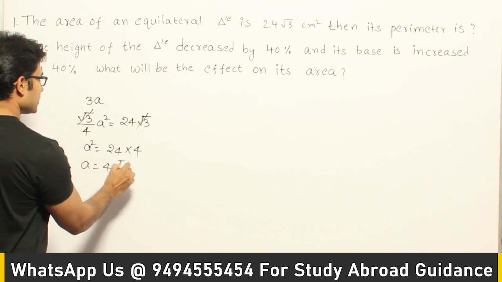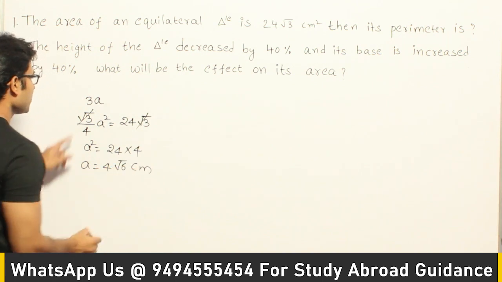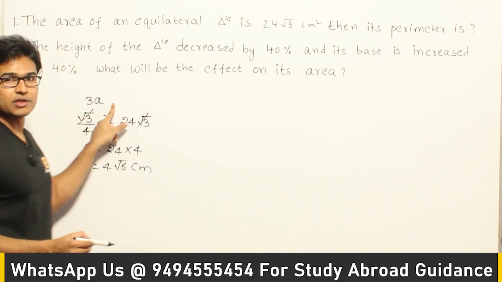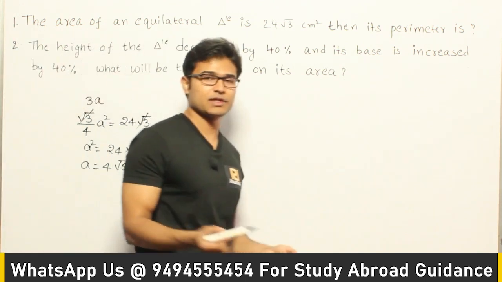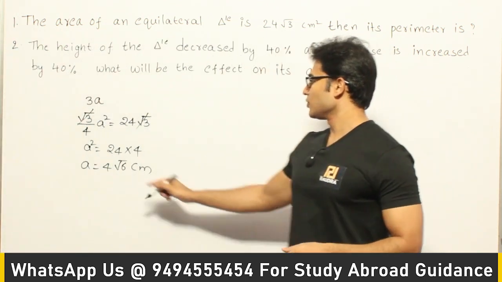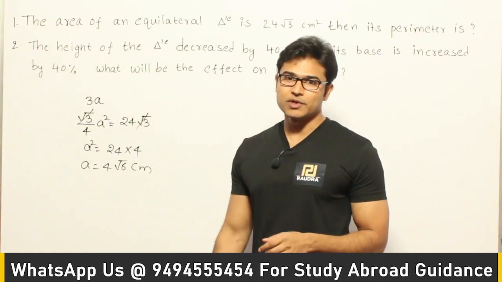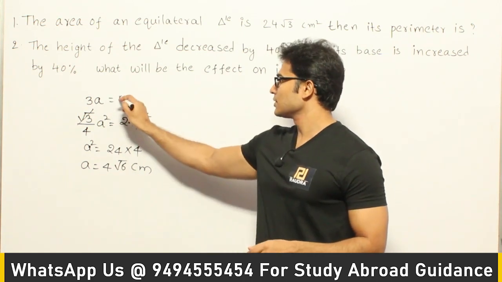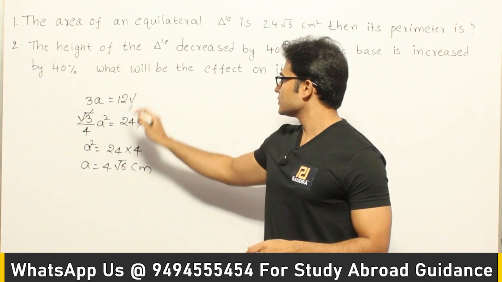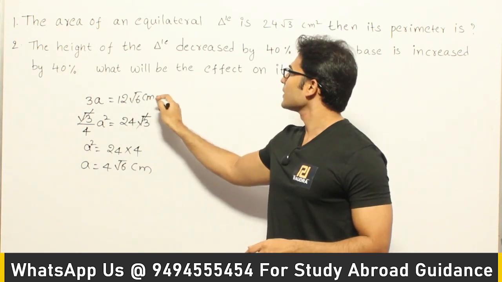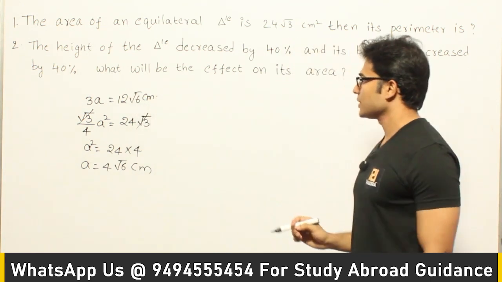4 root 6 centimeters. Now they are asking about the perimeter. Perimeter is nothing but 3A, the sum of all sides. Since all sides are equal, it is going to be 3A. Therefore 3 into 4 into root 6 is going to be 12 root 6. Therefore the answer, 3A, is 12 root 6 centimeters. Okay, this is about the first one. Now look at the second one.